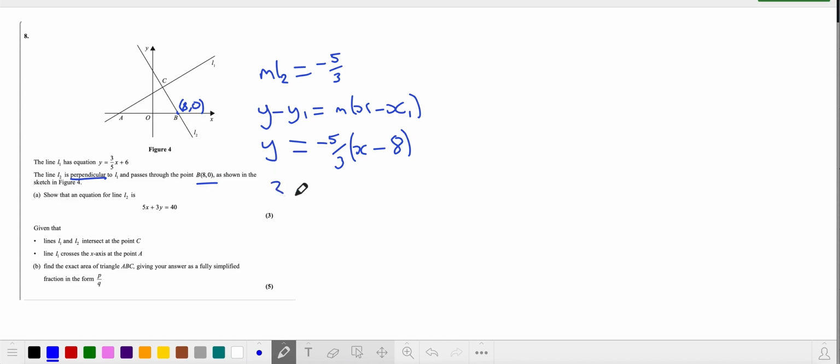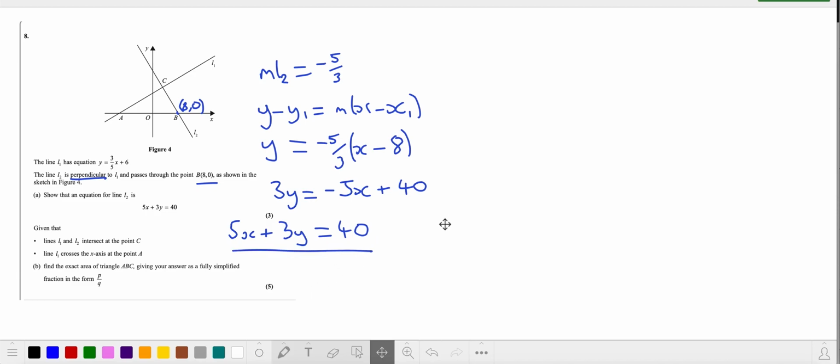Let's multiply through by 3, and then we can expand the bracket, minus 5x plus 40, and then just bring the minus 5x over to the other side so that we've got it in the form that they wanted it, 5x + 3y = 40. Alright, so that's very straightforward.